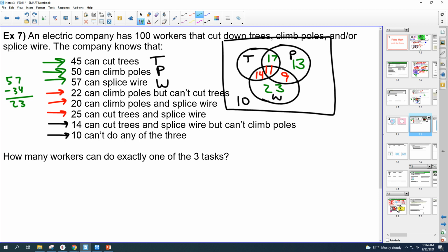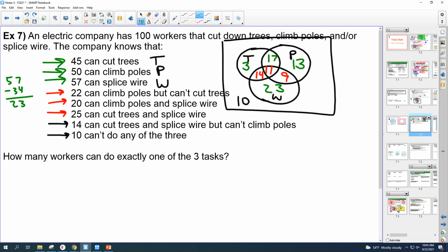45 can cut trees. So that's 25, 32, 42. I've already got 42 inside this circle. I must need 3 more.